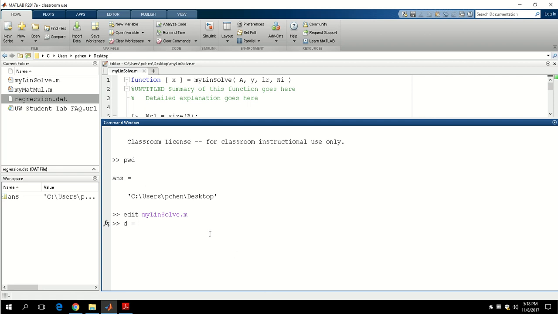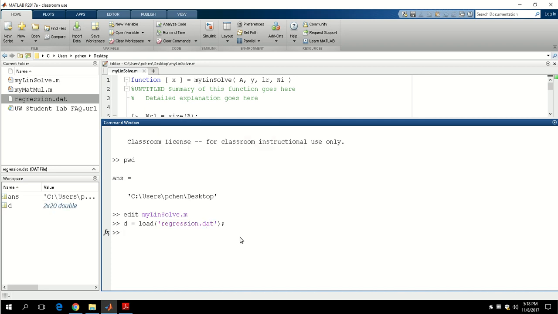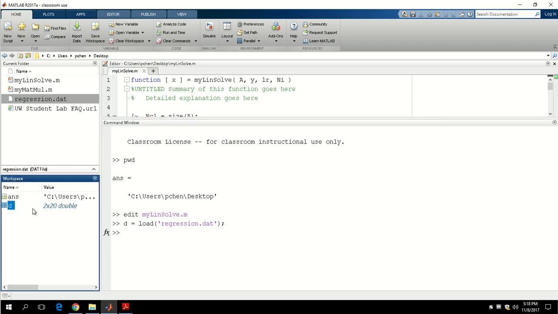For this kind of file, we have a simpler way for loading them into Matlab. It's called load, and that's a Matlab intrinsic function. Here it's telling me how to use this function. It's called load with the file name, and the file name is just a string. For our case, the string is regression.dat. As soon as we have typed in this command, we get the dimension of d. That's 2 times 20 doubles. So it's 2 rows, 20 columns.